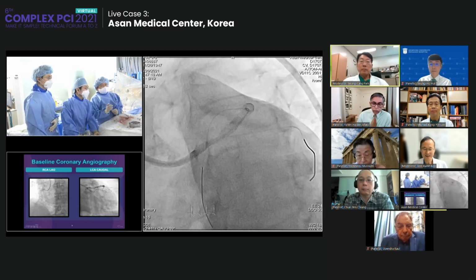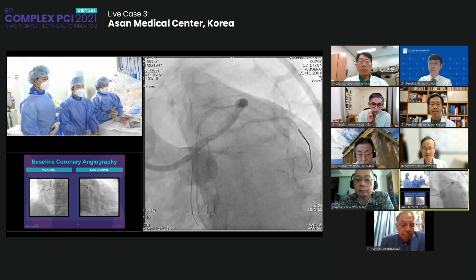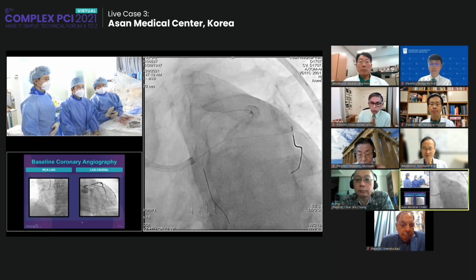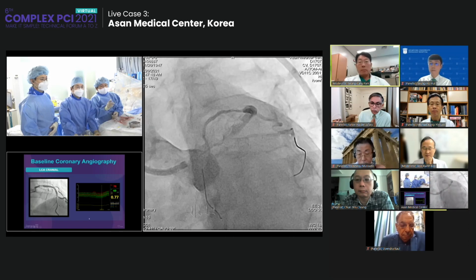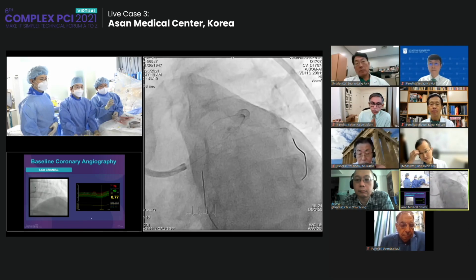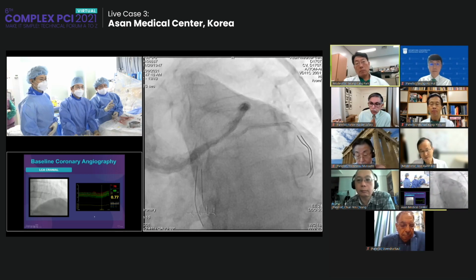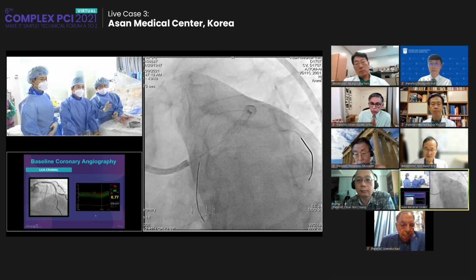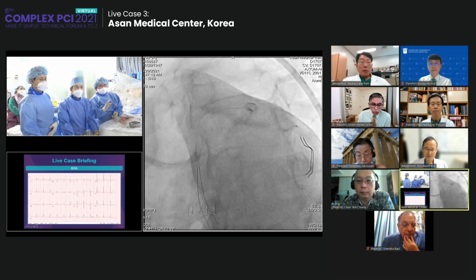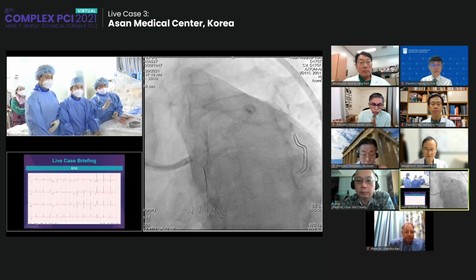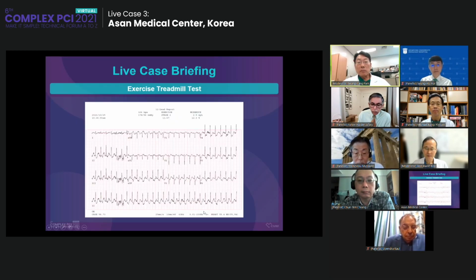So this patient is very interesting. The patient has symptoms of chest pain, and the FFR value is 0.77 at the distal LAD. Mm-hmm. And there are two tandem lesions, distal to the stent and left main to proximal LAD. Then another interesting point is the treadmill test. Could you show us the baseline EKG? Baseline EKG shows mild ST change in the lateral lead, but not LVH. Next, please. This is the treadmill test.